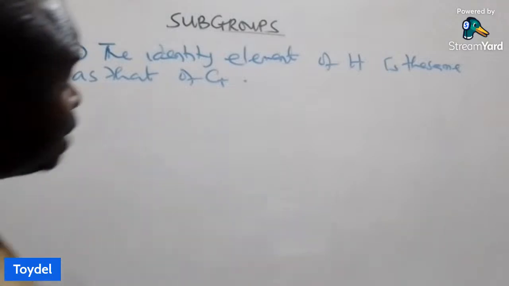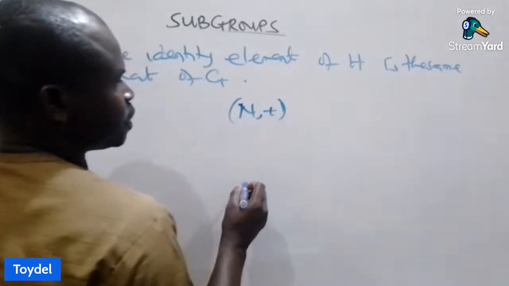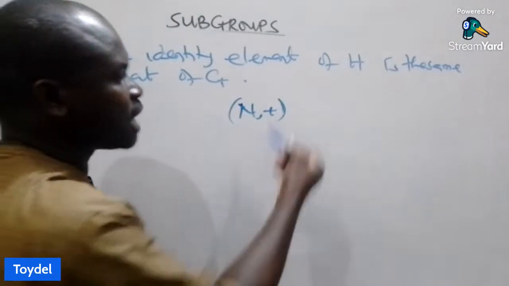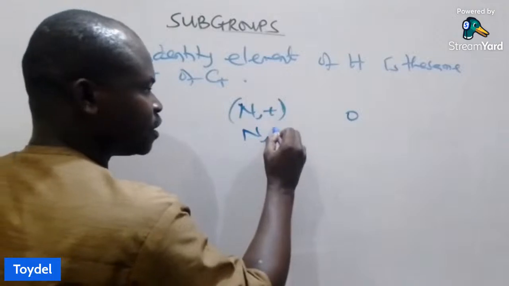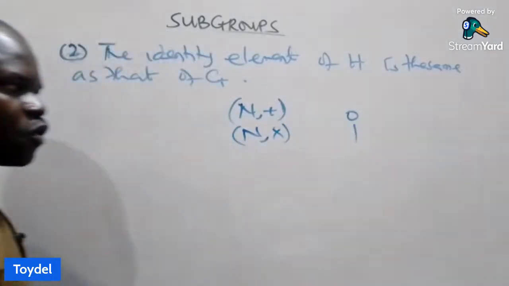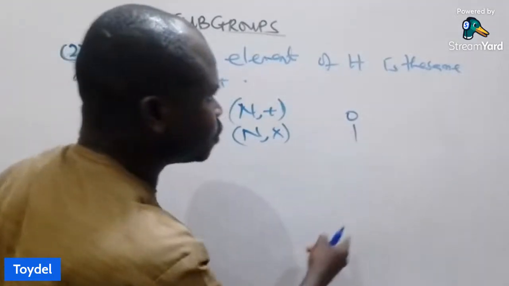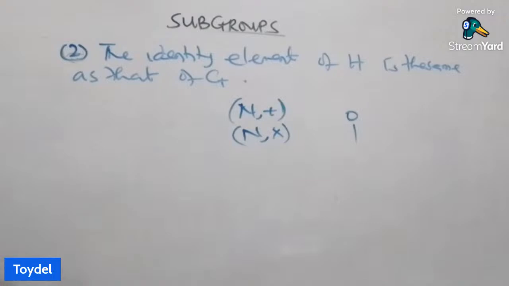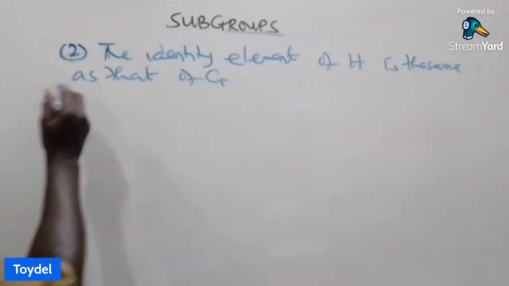Of course, we know the meaning of identity element. For instance, if you have natural numbers under addition, the identity element is otherwise known as the neutral element. Under addition, the identity element is 0. Under multiplication, the identity element is 1. Whatever you add to 0 retains its value, and whatever you multiply by 1 retains its value. So the identity element of a subgroup and the group are the same. That is the second property. By the time I give examples, we will understand the concept.